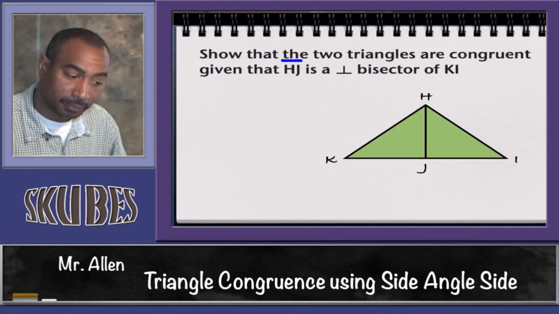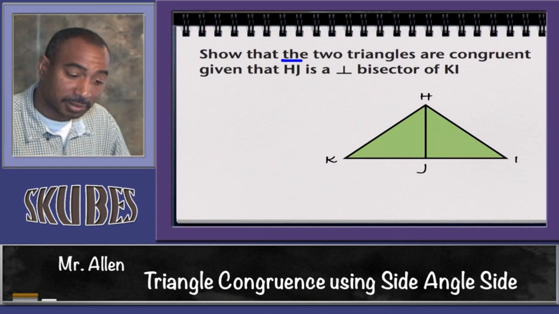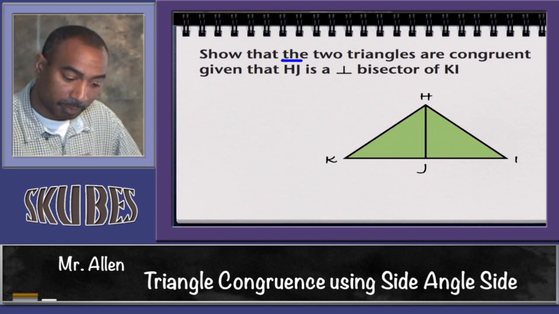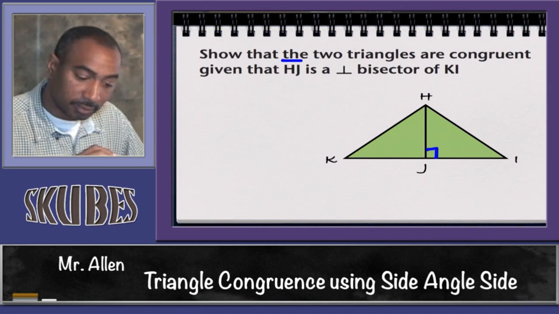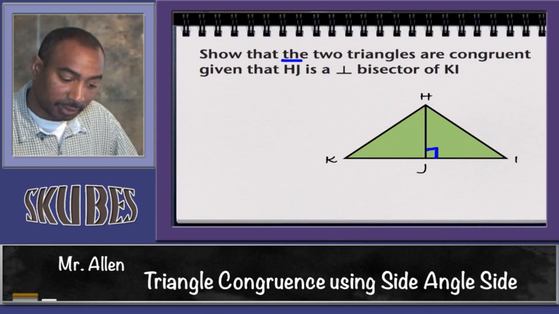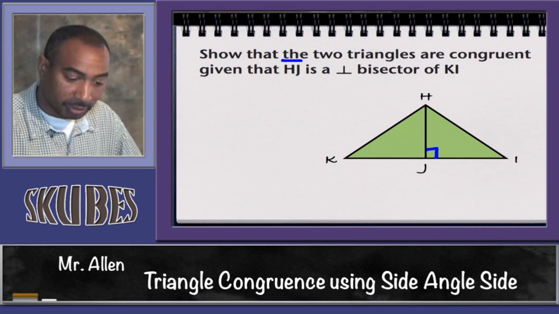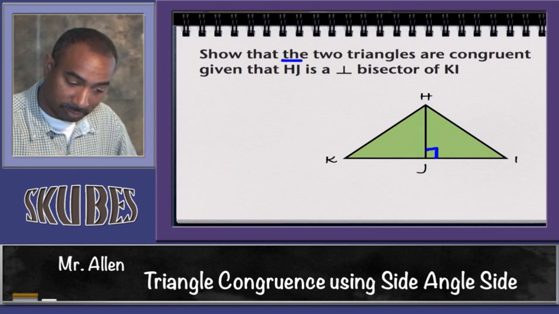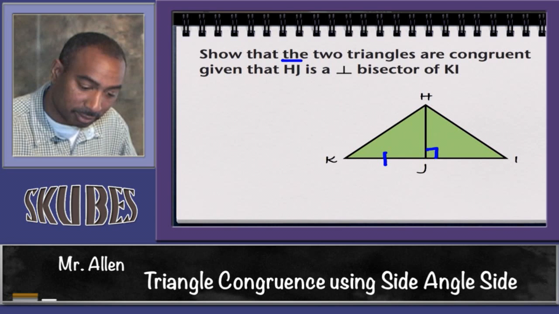Let's look at one more. Show that the two triangles are congruent, given that segment HJ is a perpendicular bisector of KI. So, a perpendicular bisector means that the segment HJ is going to intersect KI at 90 degrees. But it's going to split it into two equal parts, which means that KJ is the same length as JI.